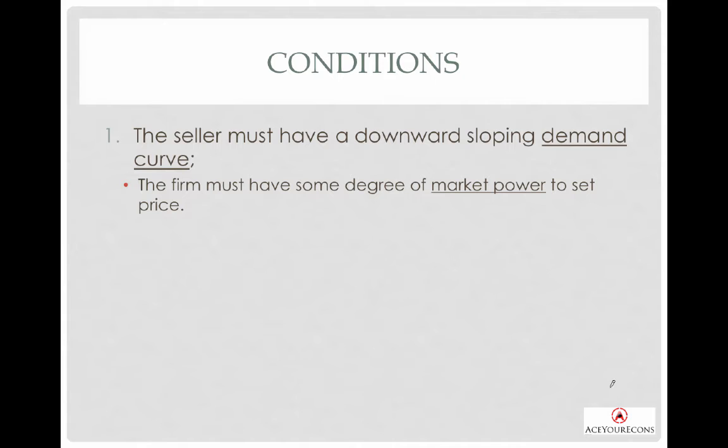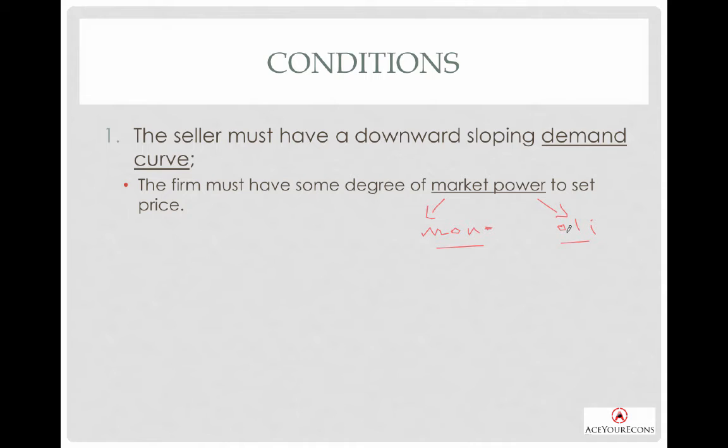In this case, remember earlier on I talked about monopoly and oligopoly. These are the two main market structures. Then some of you may be asking, Mr. Teo, we have learned that monopolistic competition also has a downward sloping demand curve. Do we actually consider them under price discrimination? The answer is yes and no.